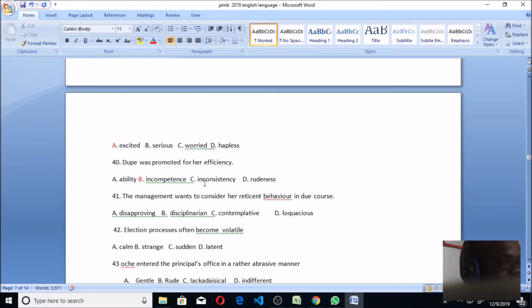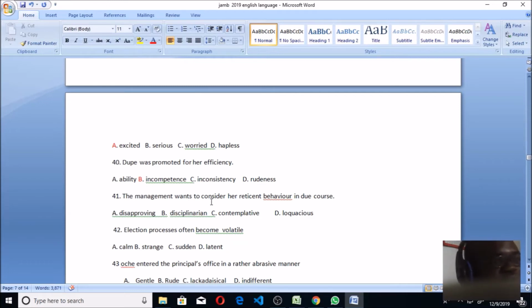Inconsistency simply means something that is not continuous or something that is having different parts or differs from one another or contradicts from each other. Then rudeness simply means impolite or bad manners. So you can see that the opposite of efficiency is incompetence, because in efficiency you're showing skill and capacity to effectively do something successfully, whereas in incompetence you're showing that you don't have the ability or capacity to execute a task. Now let's look at question number 44.